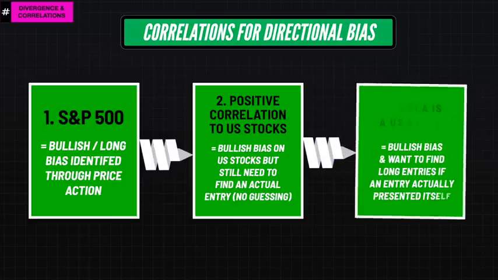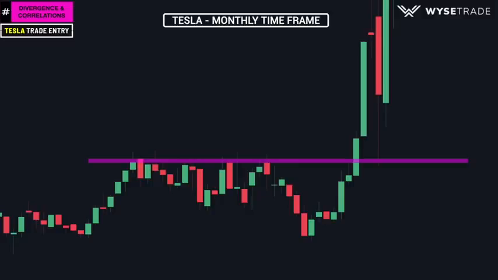This then brings us to the Tesla stock, which is a US company, and again gave us a bullish long bias on it. Now, this doesn't mean we jump in blindly. We still need to find a high quality entry. So let's pull up the Tesla stock. So here's the Tesla monthly time frame.